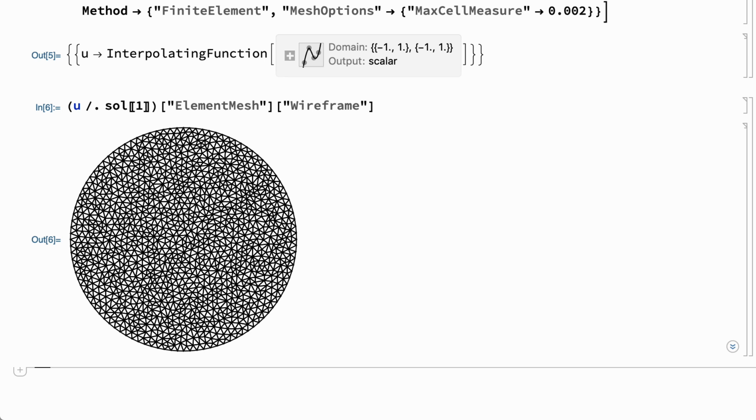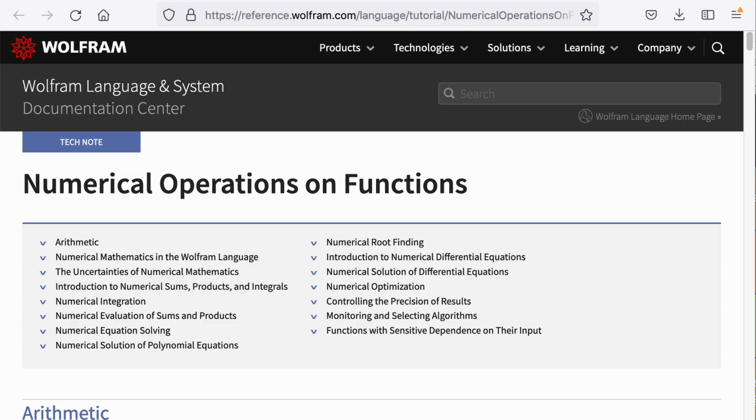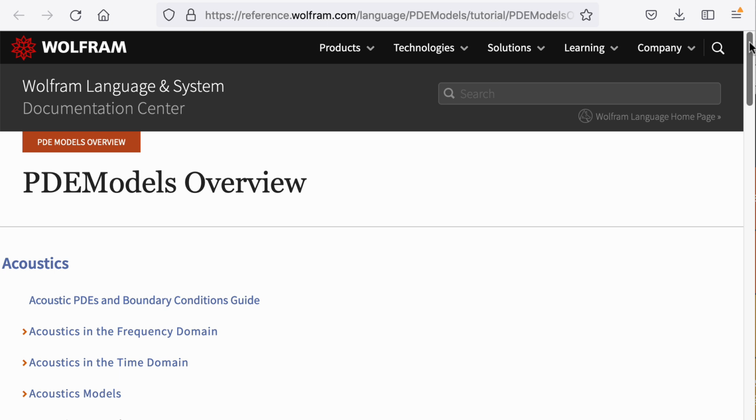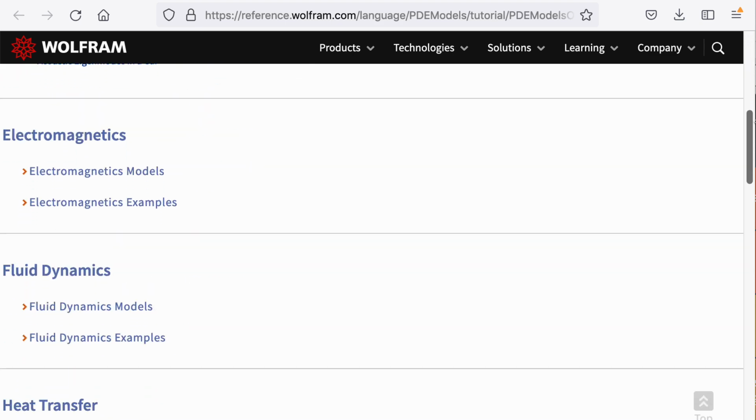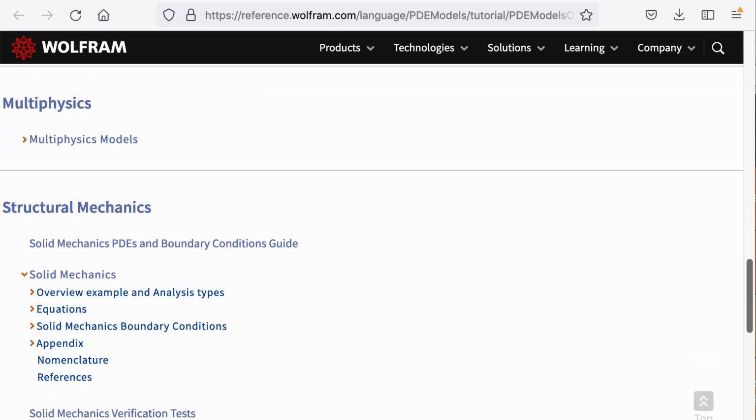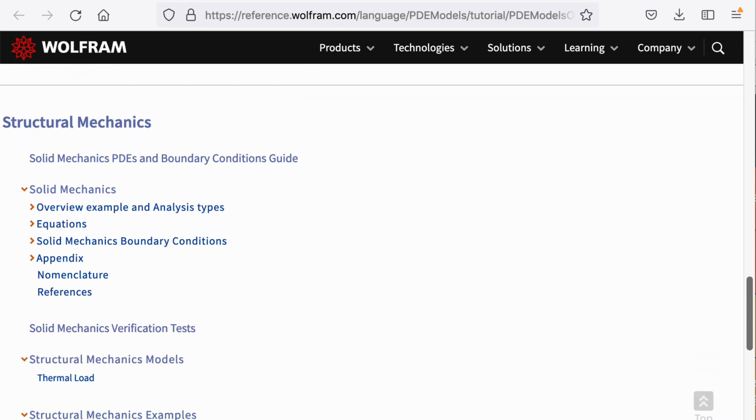Before getting to the advanced documentation, however, more basic information about NIntegrate and NDSolve can be found in the sections on numerical integration and numerical differential equations in the tech note on numerical operations on functions. Another useful reference specifically on applications of partial differential equations is this page called PDE Models Overview, which includes extended examples from acoustics and electromagnetics and structural mechanics and other areas of application.